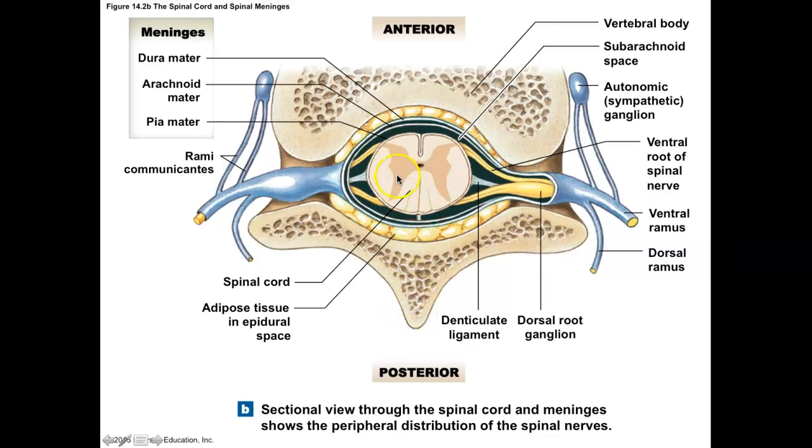The posterior or dorsal horns will be pointy and sharp and small. The anterior horns will be rounded and fatter. They're going to be larger, okay? So larger anterior horns, narrower dorsal horns.